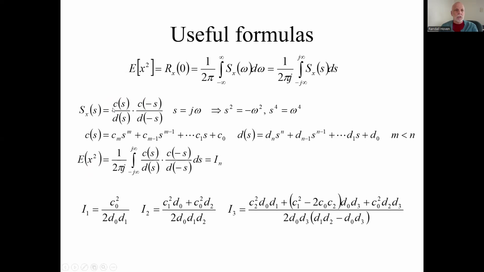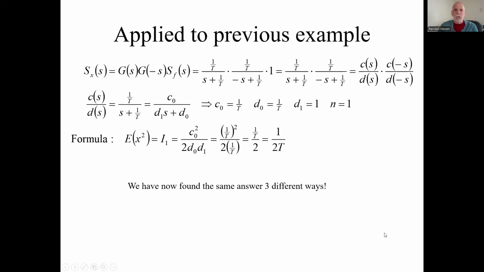And what you need, C is a polynomial in S, D is a polynomial in S. The D is higher order. The roots of those polynomials, you have to factor this so that the roots are all in the left half of the complex plane. If you do that, you have these formulas. So let's do that for the example we just did. This is now the third way to find the mean square value.